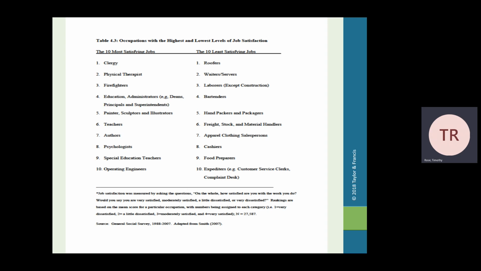But consider these 10 most satisfying jobs and think to yourself, what else might be in play that could cause them to be viewed as more satisfying compared to, say, the least satisfying jobs? So, what besides autonomy could explain why these 10 are so much more preferred or found to be so much more satisfying compared to the 10 least satisfying jobs, which were roofers, waiters, laborers, bartenders, packagers and hand packers, freight stock and material handlers, clothing salespersons, cashiers, food preppers, and expediters.